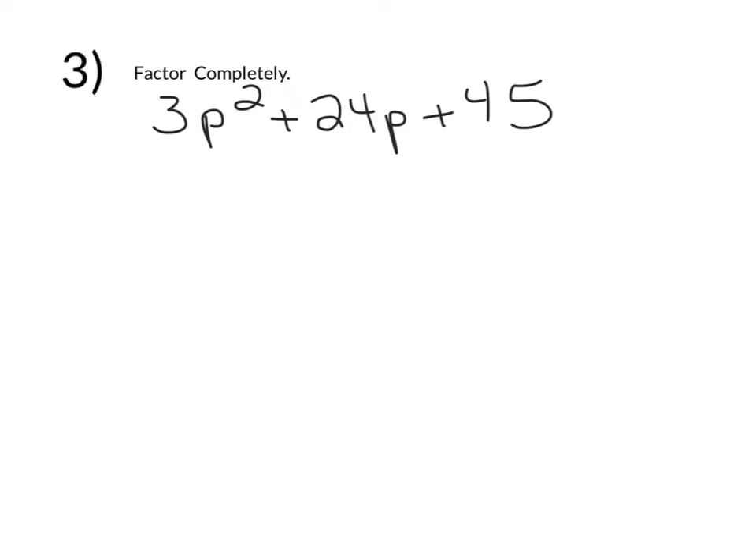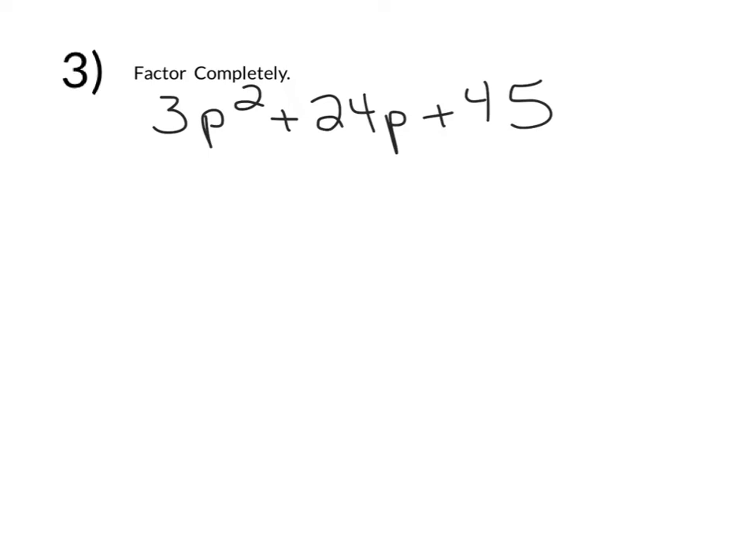So example number 3 says factor completely, and then it gives us 3p squared plus 24p plus 45. So we need to factor this. Remember, factor means breaking something up into what we multiplied to get it. So if we're looking at these 3 terms, 3p squared, 24p, and 45, think about 3, 24, and 45. We can take a number out of all of those. We can take a 3 out.